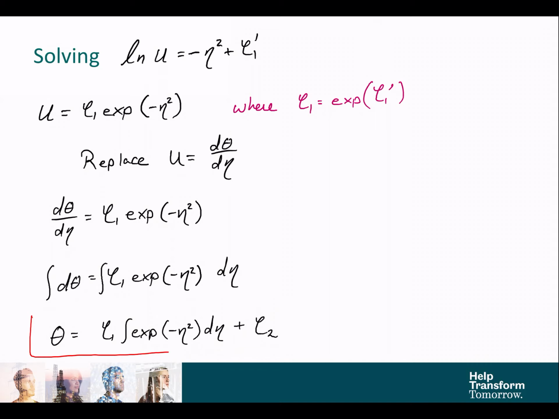But what we will do is find a mathematical function that helps us work with that non-analytical integral so that we can calculate numerical values easily. But in the meantime, this is our solution to the heat transfer equation. And in the next step, we'll solve for the constants.